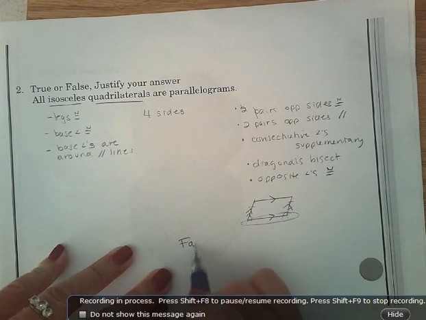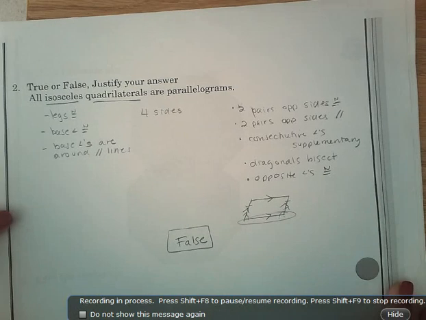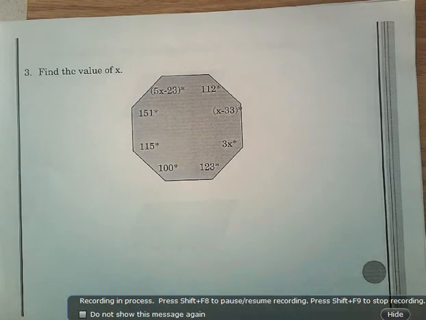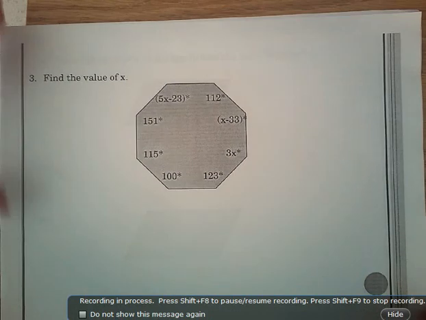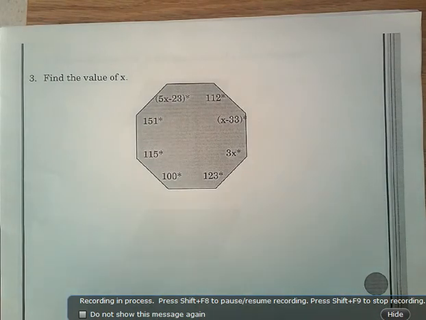Okay, number 3. Number 3, we have this beautiful figure that we're not sure how many sides it has. So let's count those first. And the little stars are degrees. So 1, 2, 3, 4, 5, 6, 7, 8. So my number of sides equals 8.